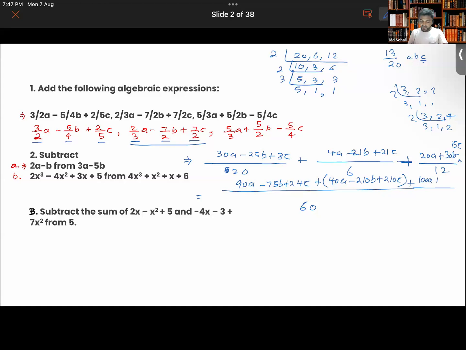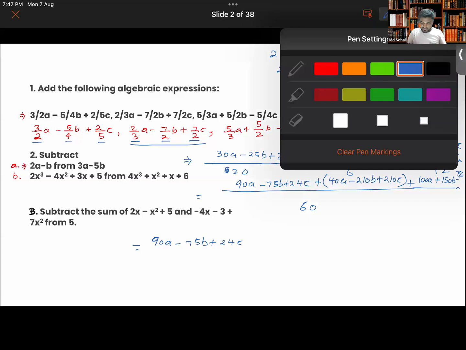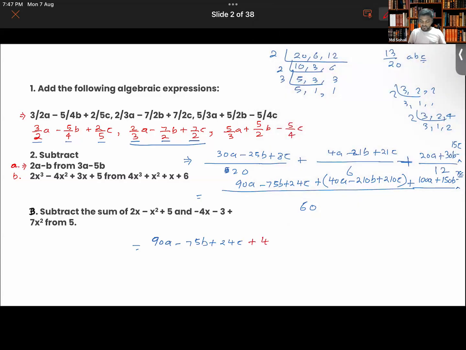100a plus 150b minus 75c, isn't it? Yes, minus 75c. Okay, now let's do the calculation here. 90a minus 75b plus 24c. Let me use a different color. Okay, it's 40a. The plus sign gets multiplied, so the bracket needs to be removed here. So 40a minus 210b plus 210c plus 100a.